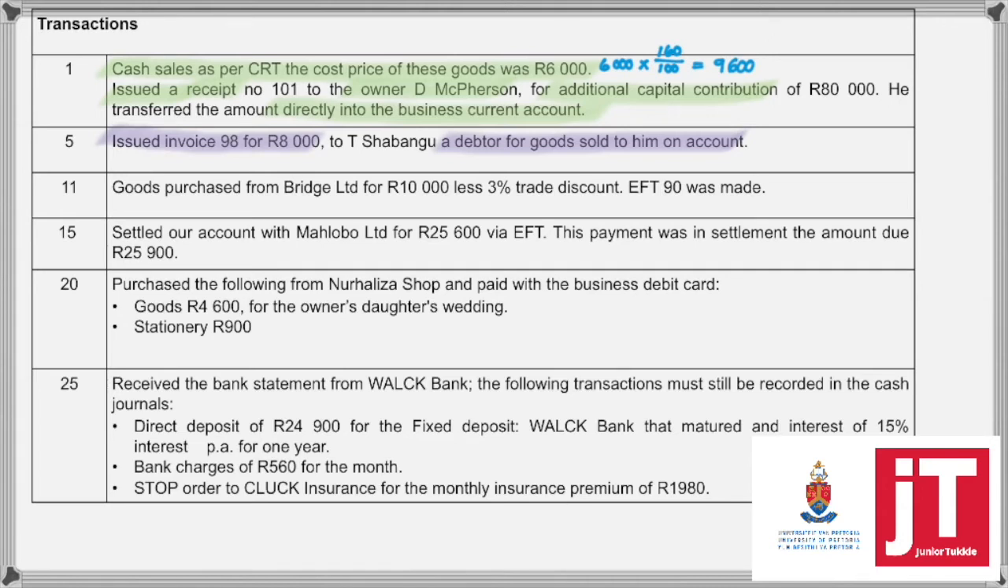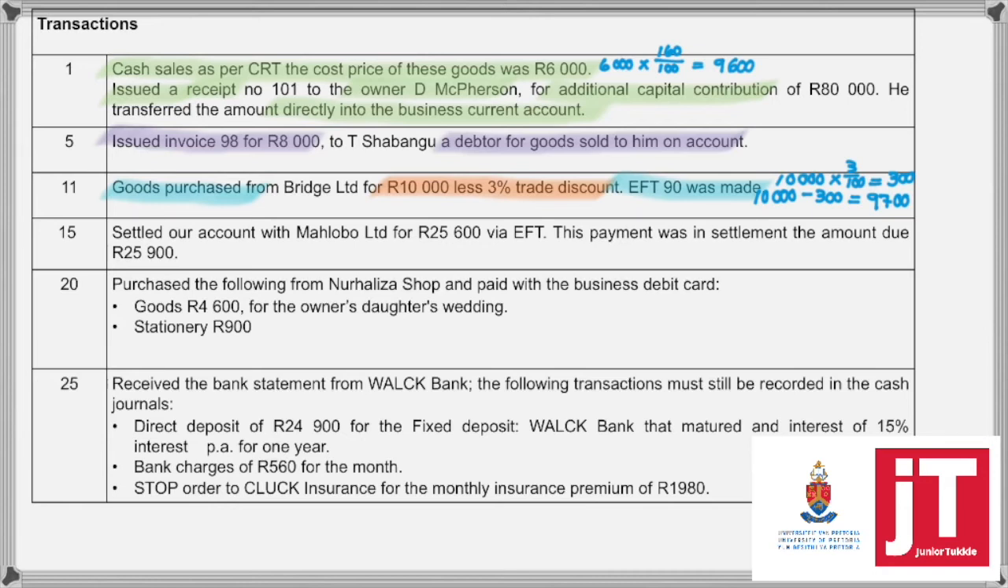Then goods purchased from Bridge Limited, 10,000 Rand less 10% trade discount, EFT was made. Now an EFT is always CPJ, and for trade discount, remember we calculate the discount, so 10,000 times 3 over 100 is 300, and then minus it off the amount, so we're only going to pay 9,700 Rand.